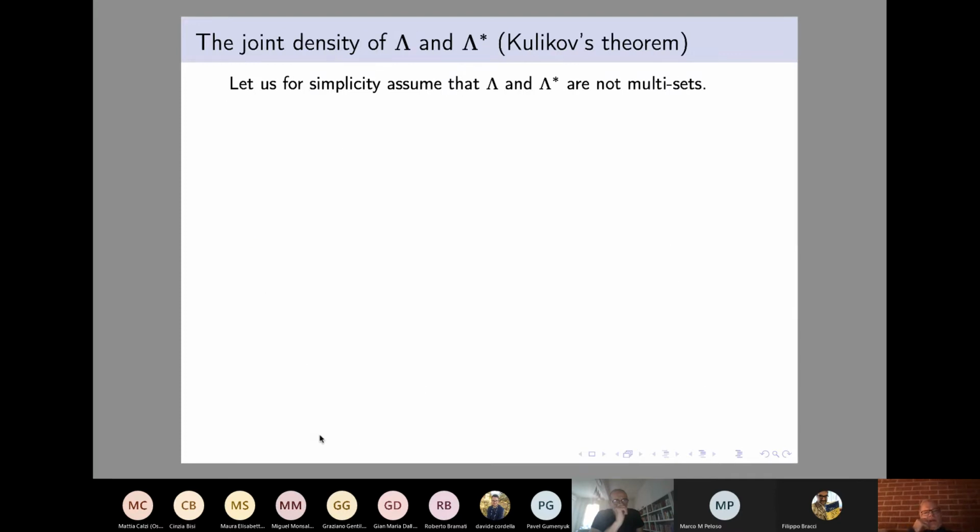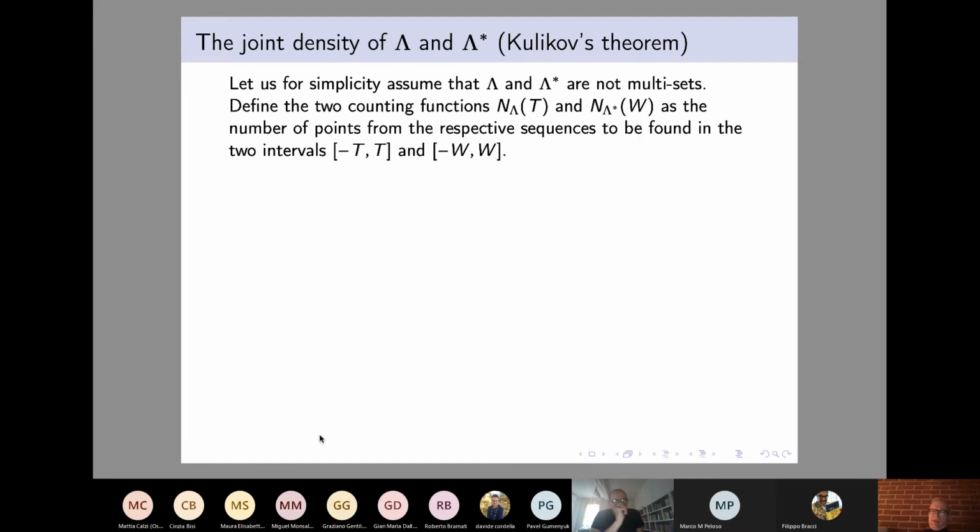I have a PhD student, Kulikov, who looked at what kind of relation there has to be between the two sequences. And what he found is that there is a general density that you need to require from the two sequences. So I call that the joint density of lambda and lambda star. This is something quite familiar in Fourier analysis.